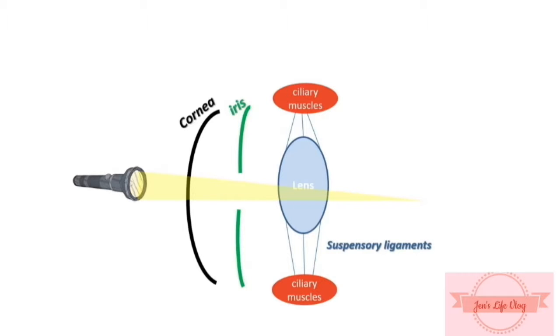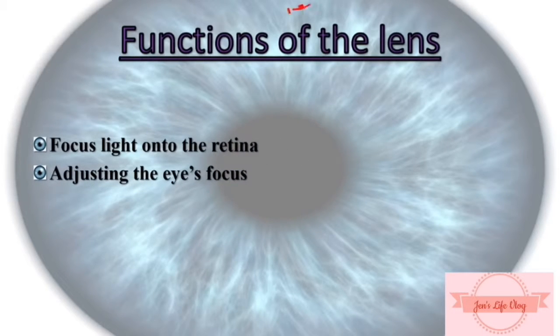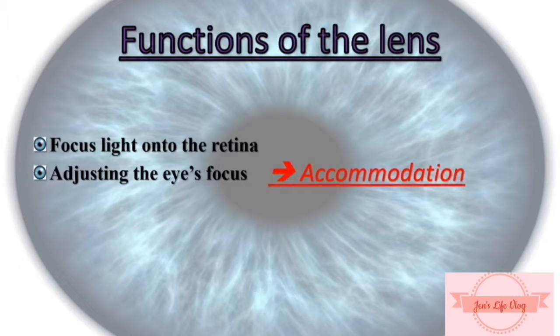The lens has two important tasks. First, just as the cornea, the lens focuses light onto the retina. At the retina, light is changed into nerve signals that are sent to the brain. Second, the lens adjusts the eye's focus, allowing us to see things clearly both up close and far away. This is done by a process called accommodation.